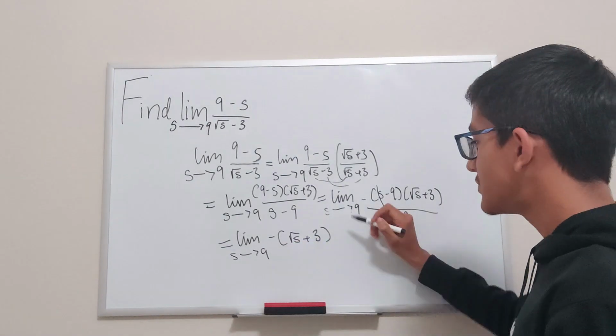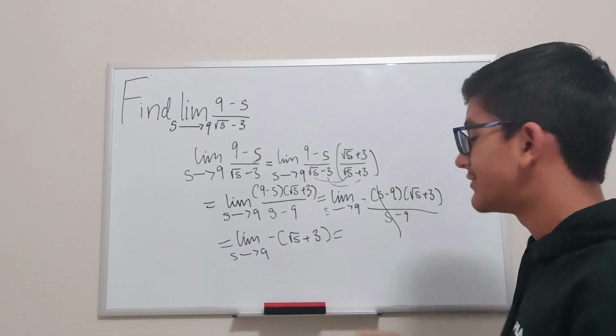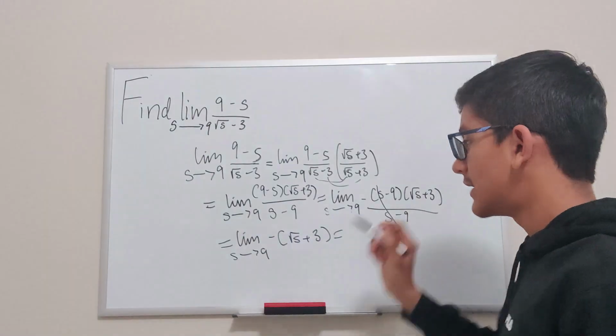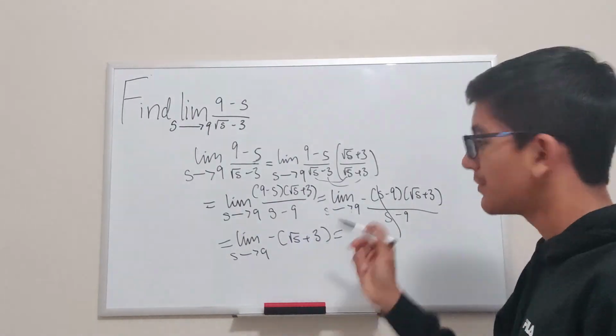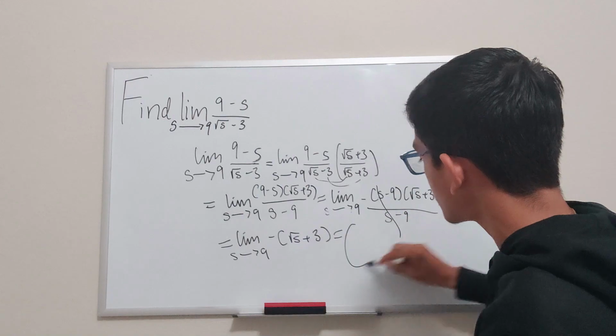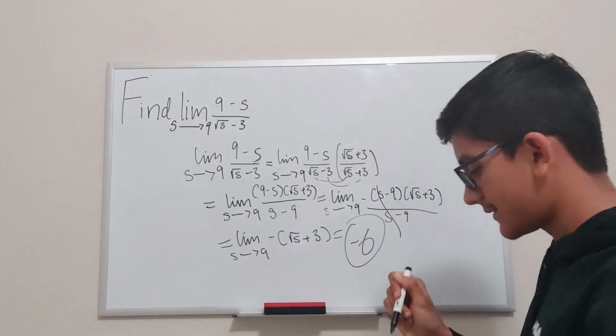Now, we want to substitute 9 in there. The square root of 9 is 3. So 3 plus 3 is 6. And you apply the negative value. So our answer is negative 6.